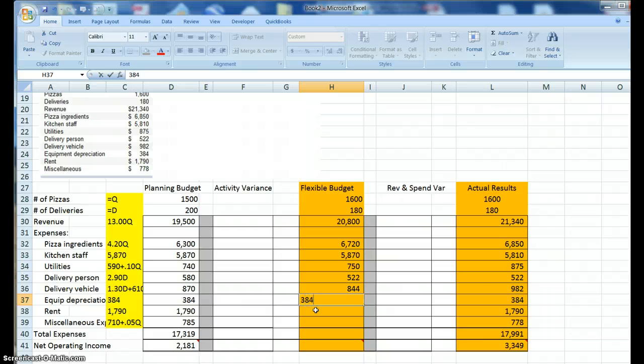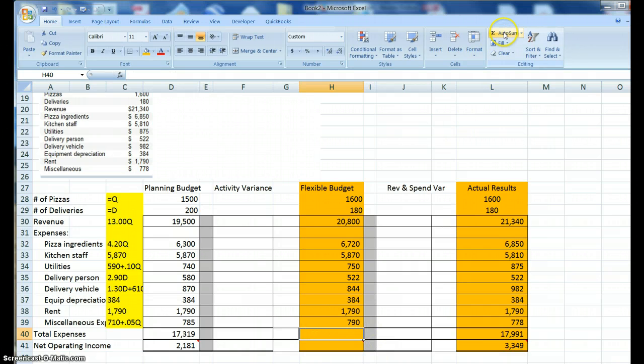Equipment depreciation we said was fixed. $17.90 of rent is fixed. And then lastly, the miscellaneous expenses are going to vary at 5 cents per pizza. And then we want to add the fixed $710.